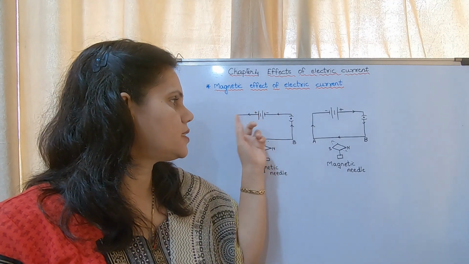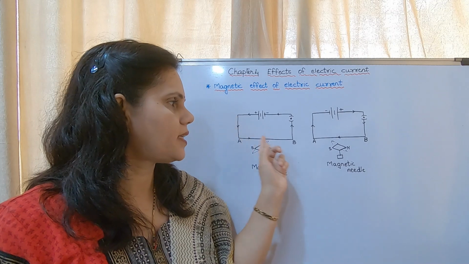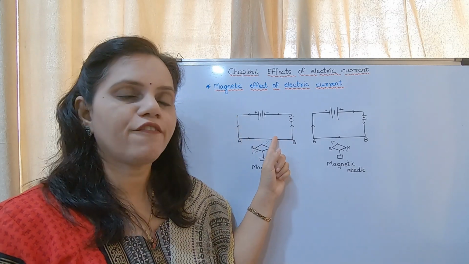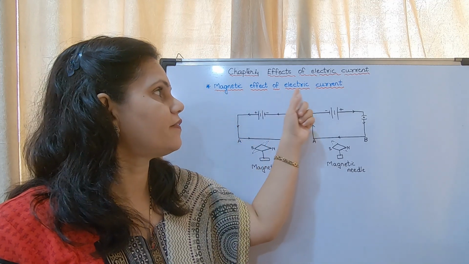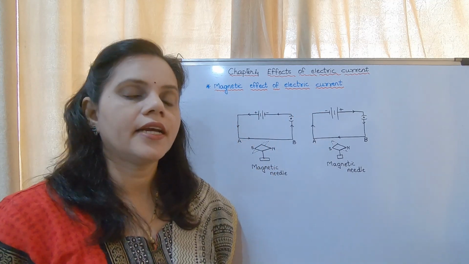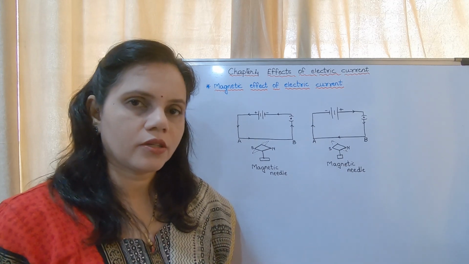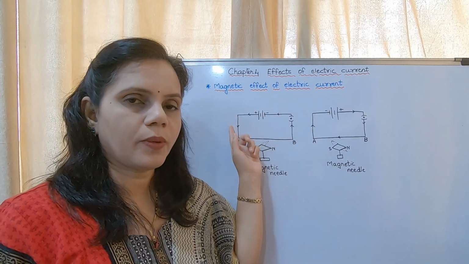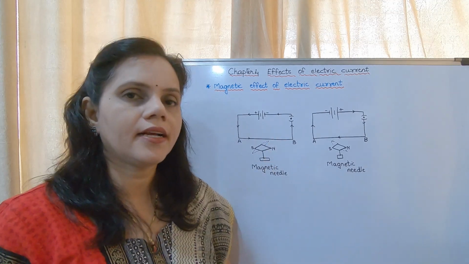Okay, so in this case, the current is passing through the wire. When the current is passing through the wire, this wire is acting as a magnet. That is the magnetic effect of electric current. Electric current has a magnetic effect.